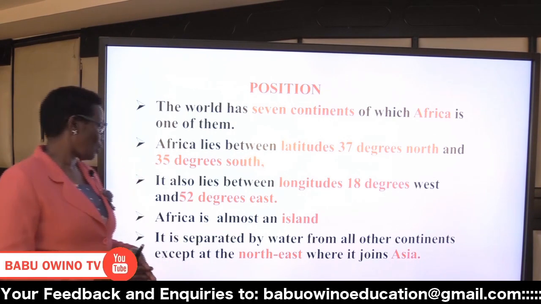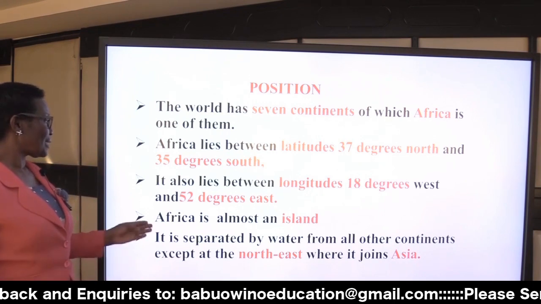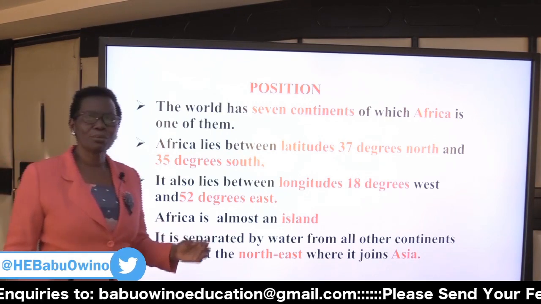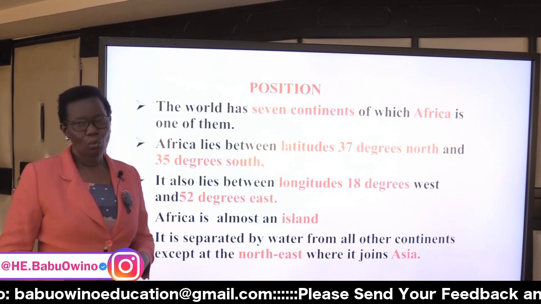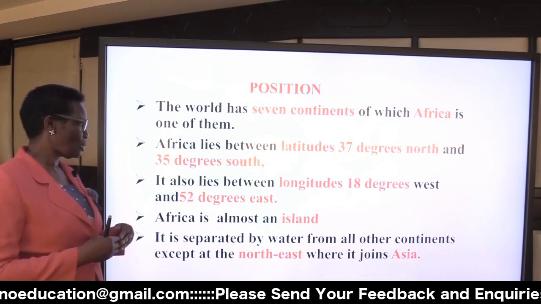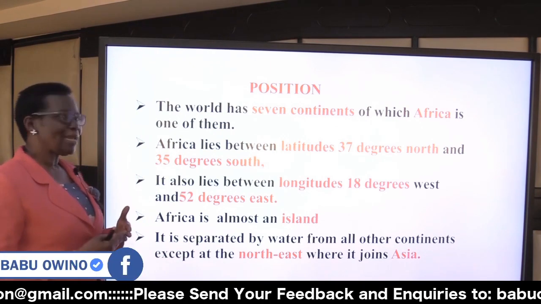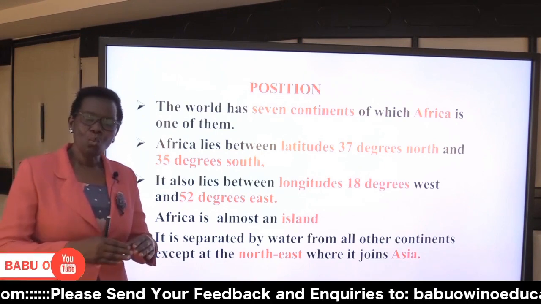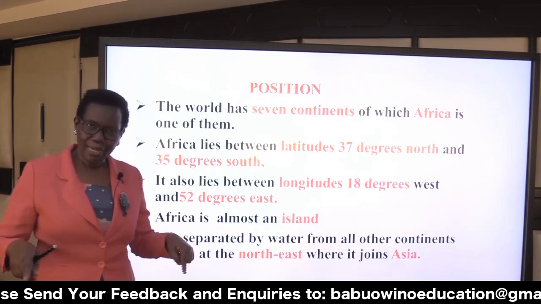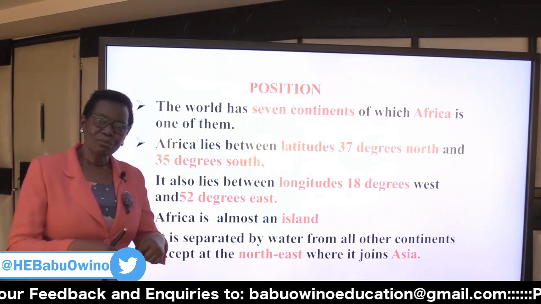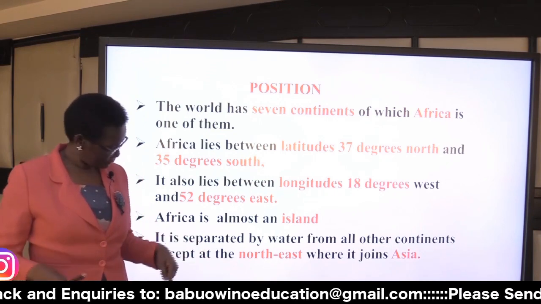So it is the position of Africa. Then we can say that Africa is almost an island. When we talk of an island, what do we mean? An island is an area which is surrounded by water. A large mass of land surrounded by water.